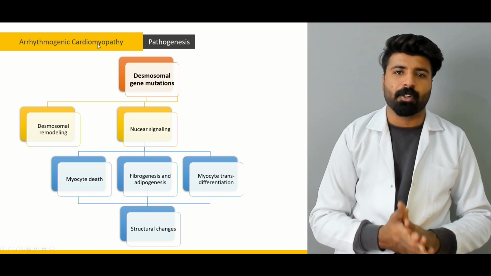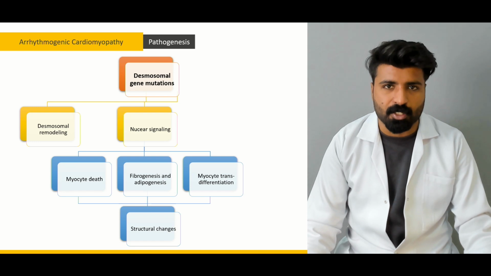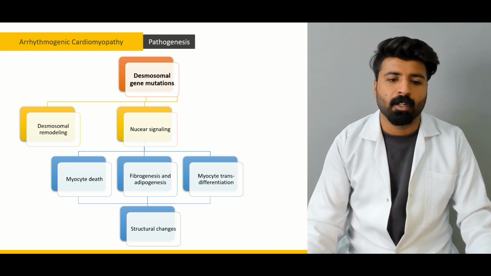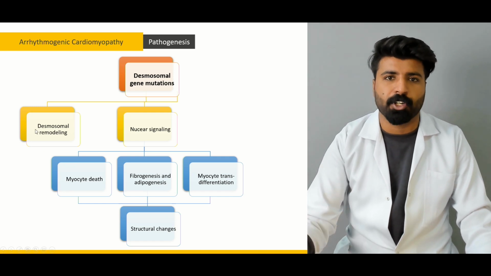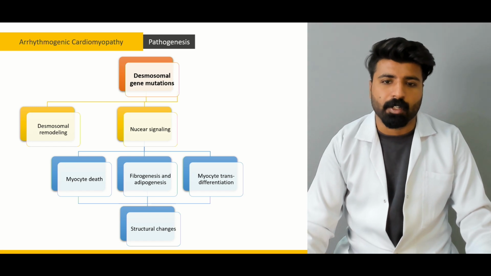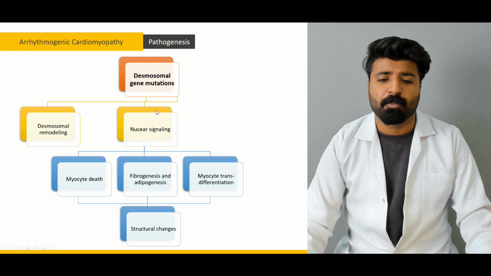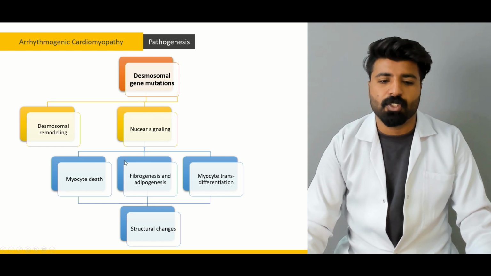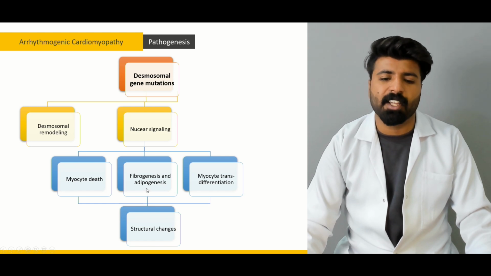Now let me explain that to you. First of all, we talked about how these are desmosomal gene mutations, right? So when genes are mutated, what's going to happen? Remodeling of the desmosomes will happen because now the genes are mutated. On the next side, when these genes are mutated, nuclear signaling is different. This will lead to myocyte death in some cases, in some signaling. Otherwise, it will lead to fibrogenesis and adipogenesis.